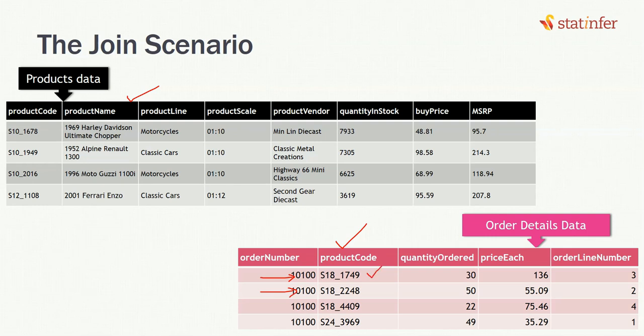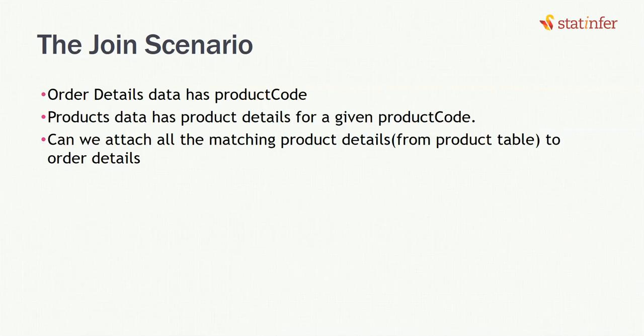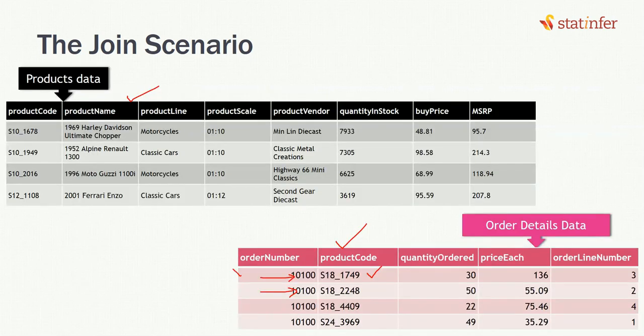Okay. So what is this join scenario? Let us suppose you have the order details. Somebody has ordered this one, and this is the product code. What if I want to get the exact product details? For this orders table, I want to attach the product details as well. I want to give more details on this one.